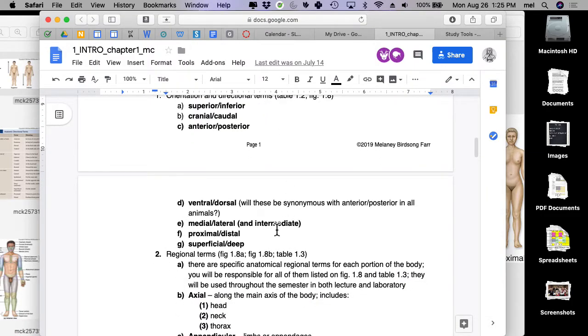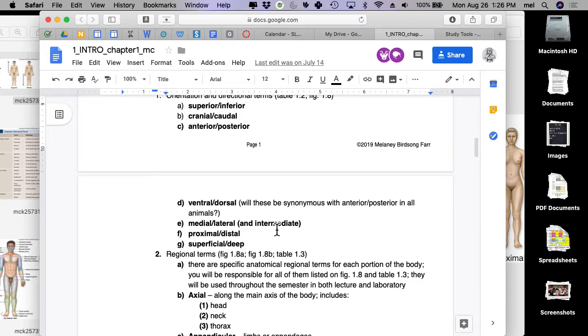So medial and lateral and intermediate. I think I forgot to do these in the last class. I'll have to come back and do that. Okay. So these are not bad. So if I am describing structures with reference to the midline, further or closer away from the midline, they will be medial, lateral, or intermediate.